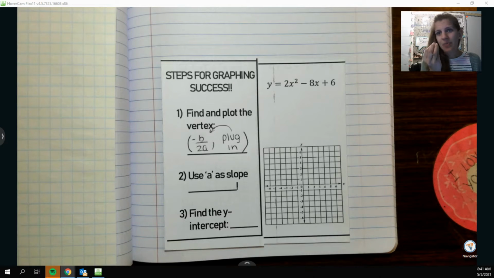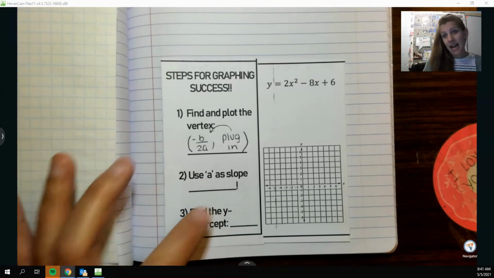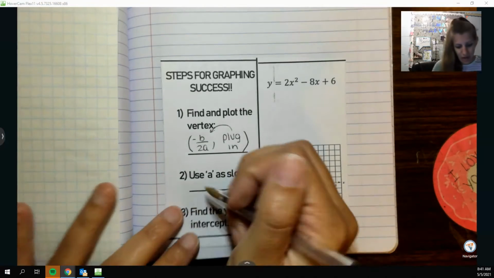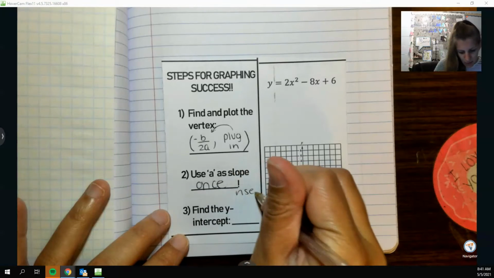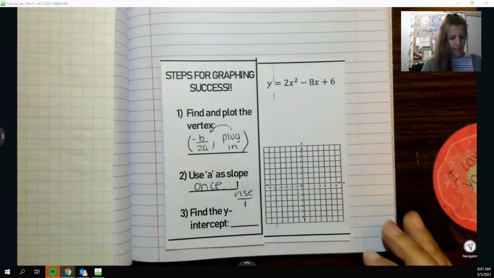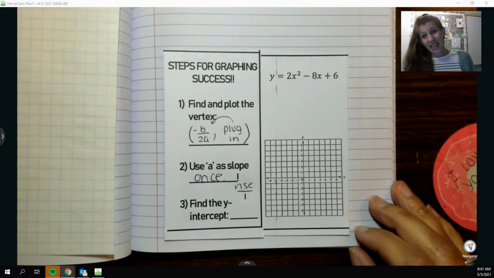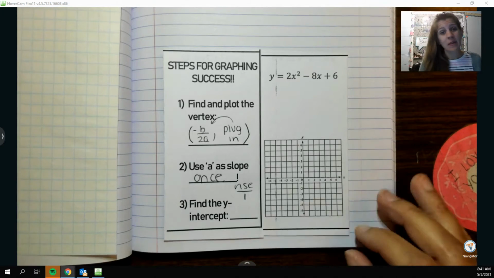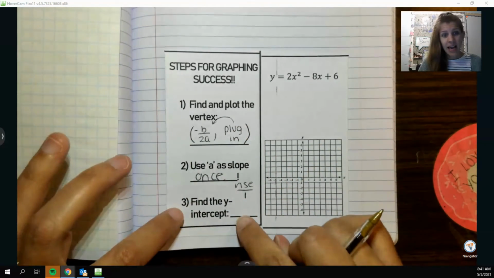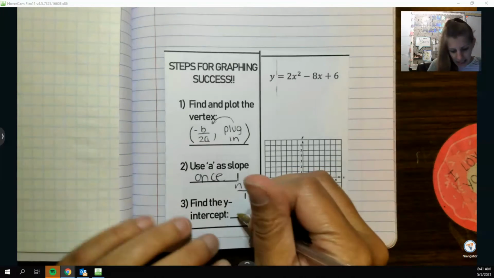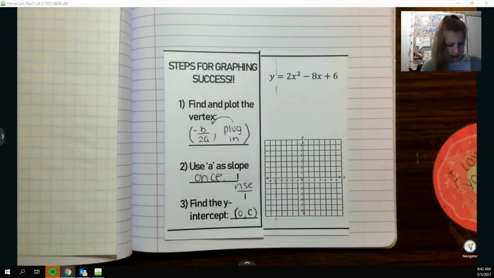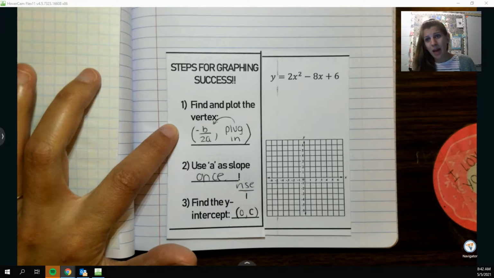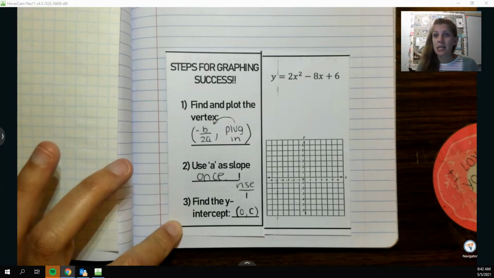So we have to do some math first to get our vertex because that is our most important point. Once I have it, then I can use a as slope like we were doing last time, only once, and we have to do rise over 1. And then I can get a really nice looking graph because I already did the hard stuff, and I can find the y-intercept really easily. It's just at 0, c. So we have to do a little math problem, but then the rest is simple.